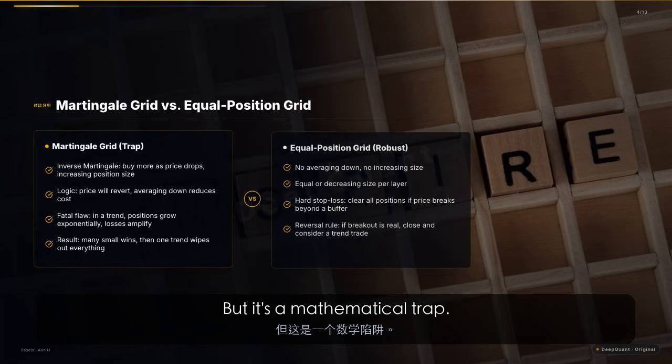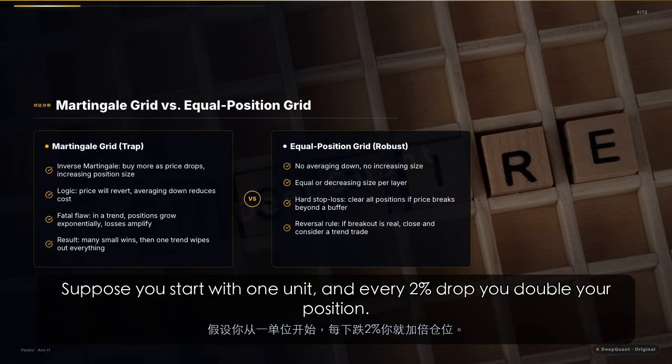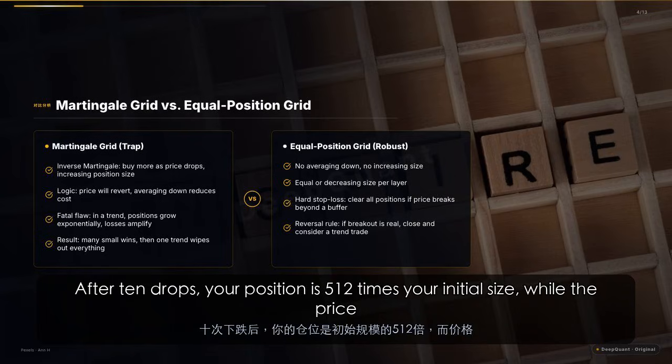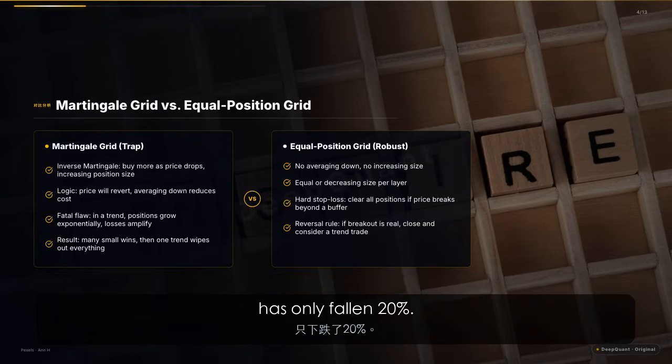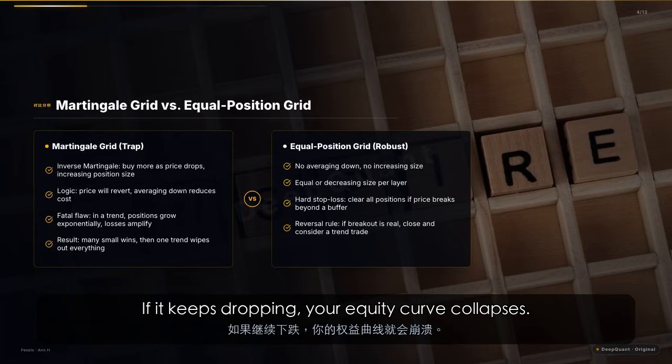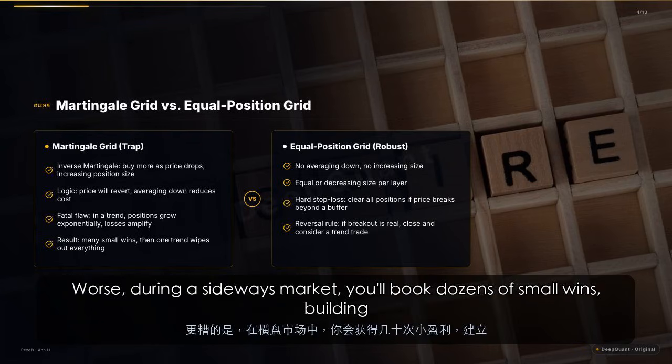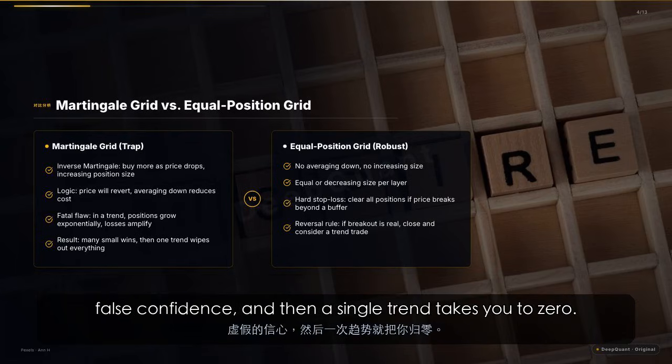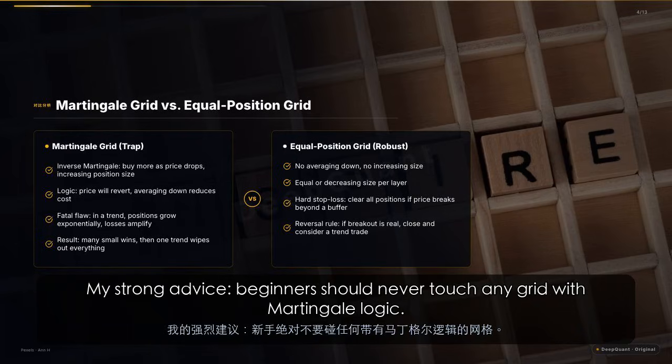Suppose you start with 1 unit, and every 2% drop you double your position. After 10 drops, your position is 512 times your initial size, while the price has only fallen 20%. If it keeps dropping, your equity curve collapses. Worse, during a sideways market, you'll book dozens of small wins, building false confidence, and then a single trend takes you to zero. My strong advice: beginners should never touch any grid with Martingale logic.